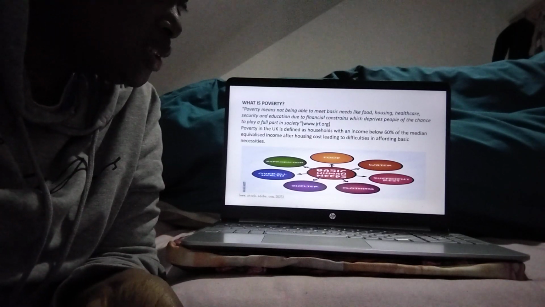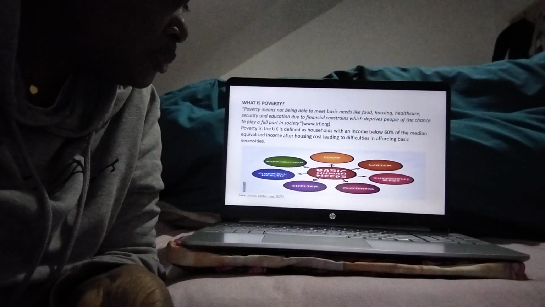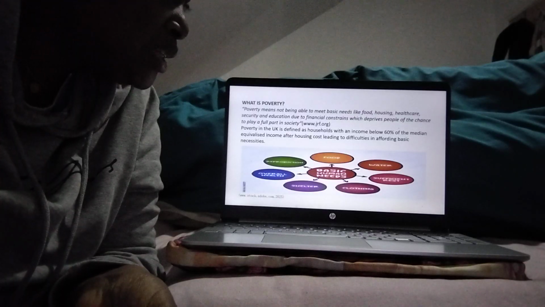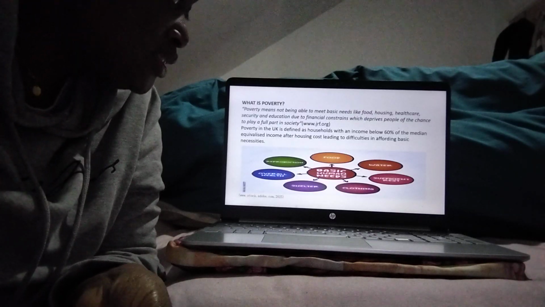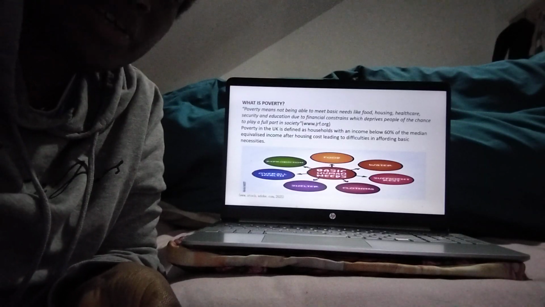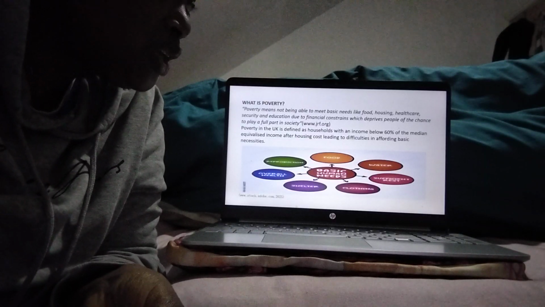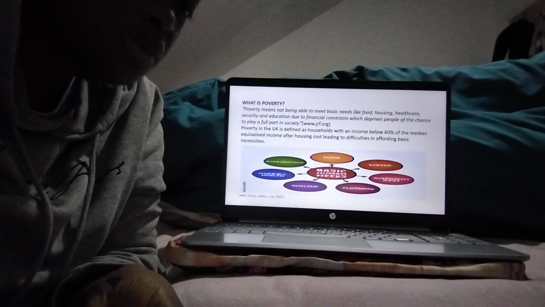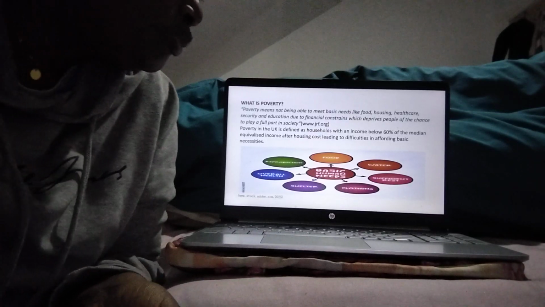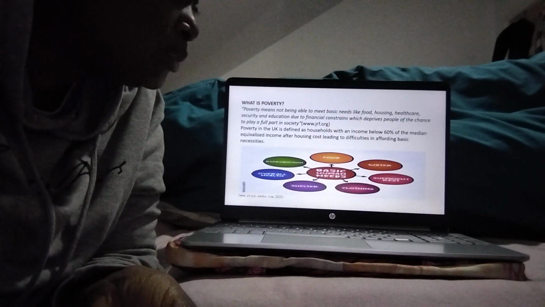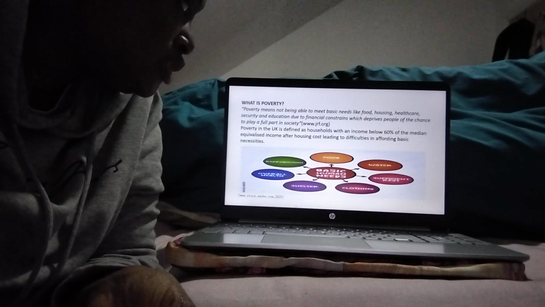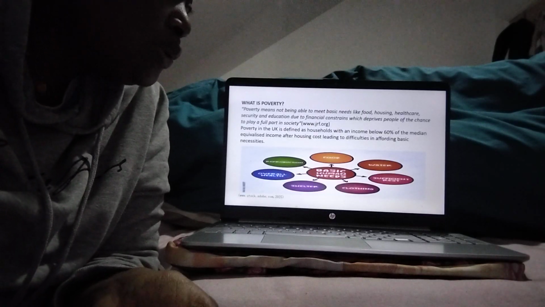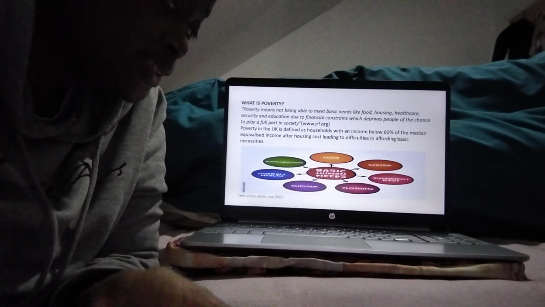What is poverty? According to www.jfr.org, poverty means not being able to meet basic needs like food, housing, healthcare, security, and education due to financial constraints, which deprives people of a chance to play a full part in society. Poverty in the UK is defined as a household with an income below 60% of the median equivalized income after housing cost, leading to difficulties in affording basic necessities.